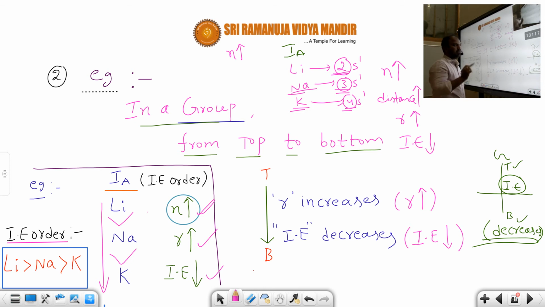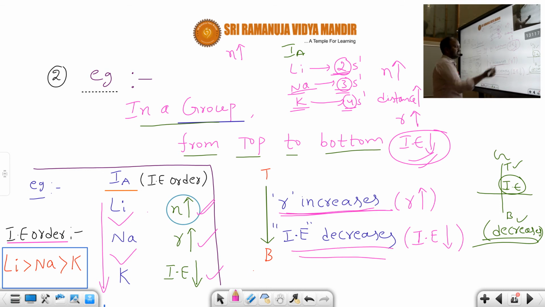So from top to bottom along the group, what is the ultimate result? Ionization energy decreases. The simple reason: radius increases, ionization energy decreases. Why does the radius increase? Orbit number increases. So orbit number increases, radius increases, ionization energy decreases. So ultimately, from top to bottom along the group, ionization energy values decrease. So lithium has more ionization potential than sodium and potassium.